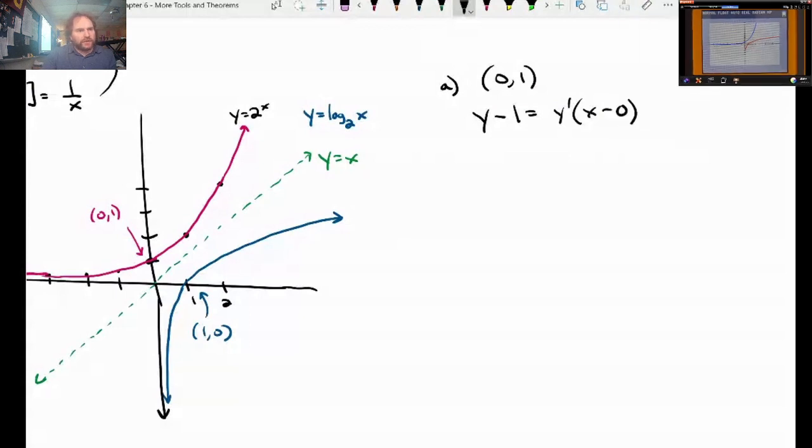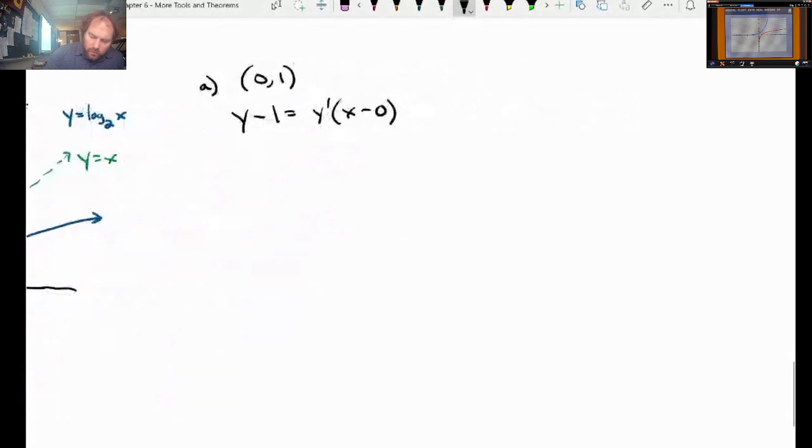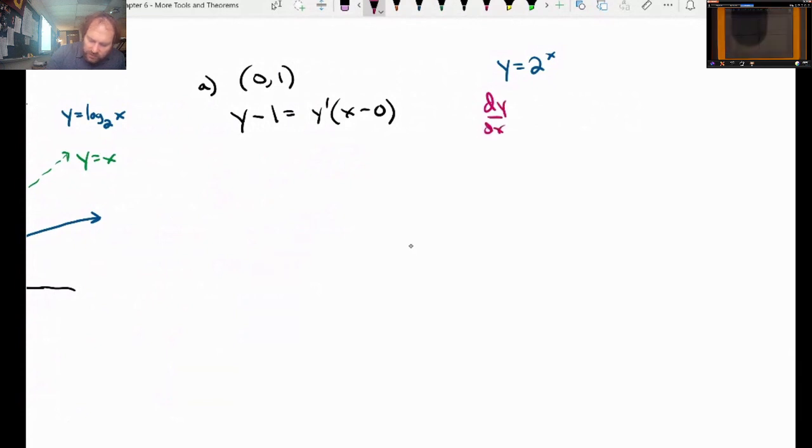All we got to do now is figure out what the derivative of that function is at 0. So for that, we're going to take a look at our original function, y equals 2 to the x power. We are going to take the derivative of that, dy/dx, which is going to equal the natural log of 2 times 2 to the x power. Which, according to my calculator, natural log of 2 times 2 to the, and this is when x is 0.